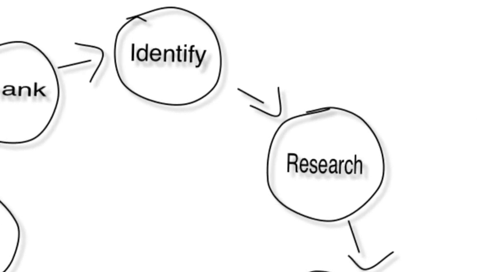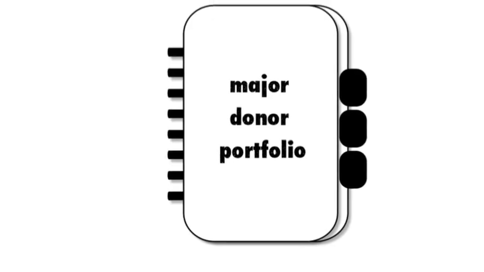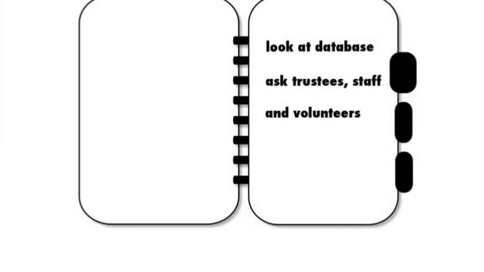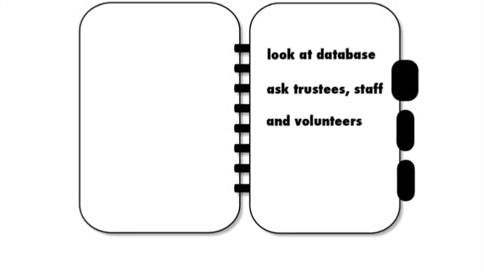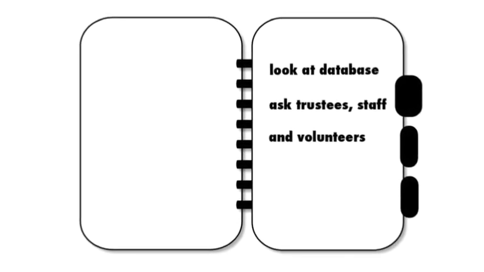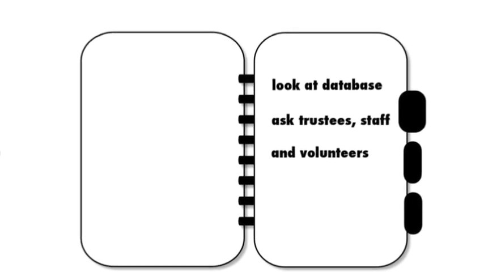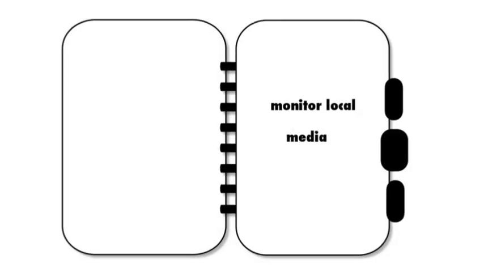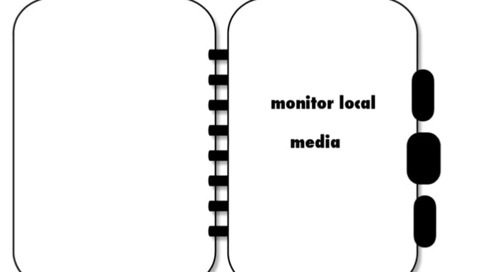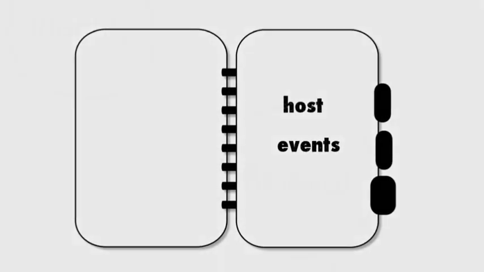The first place to start is by identifying and researching your major donors. To develop a major donor portfolio for your charity, there are a number of ways you can look to identify your next major donor. You can start by researching your existing database of supporters, speak to your trustees and volunteers and staff about individuals they know who might have an affinity with your cause and be able to make a larger gift. You can also pay attention to local media to look out for individuals who show an interest in causes such as yours and host events that would appeal to a major donor audience.